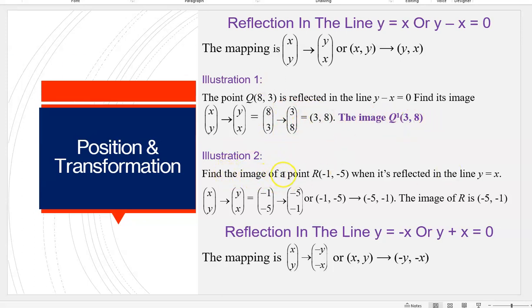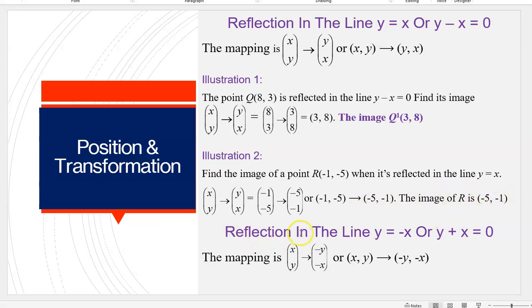Illustration 2. Find the image of a point R, negative 1, negative 5, when it is reflected in the line y equals x. Therefore, xy maps to yx. That's the question, negative 1, negative 5, and this maps to negative 5, negative 1. We interchange it. Therefore, the image of R is negative 5, negative 1.